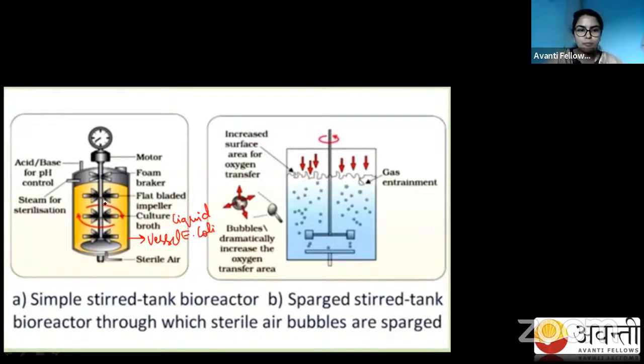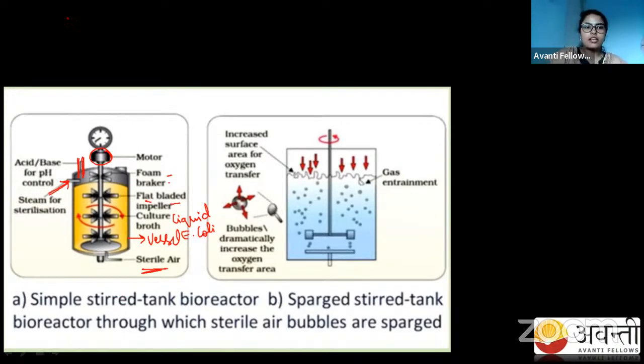ठीक है, यहाँ पे देखो impeller है. There is an impeller, which is a flat bladed impeller. And देखो यहाँ पे there is a foam breaker. And we have a motor which runs the impeller. And there is a steam passing for sterilization. That passage is there. Sterile air is there. And then pH को maintain करने के लिए acid base add करने के लिए एक छोटा सा pipe. Okay, so this is the bioreactor.